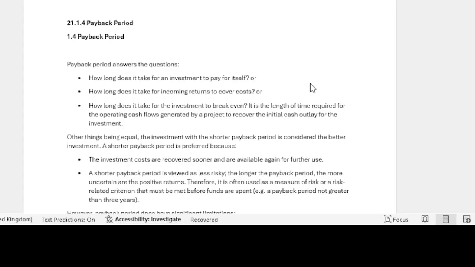So let's proceed and look at the payback. So under payback period, we are looking at if we make an investment today, how much time shall we take for us to be able to recover the amount of money that we have invested today? That's what payback period looks at.